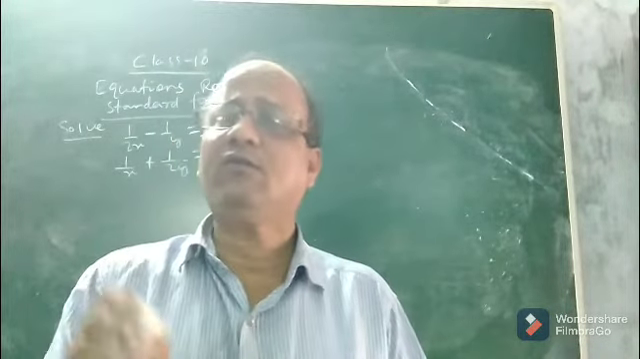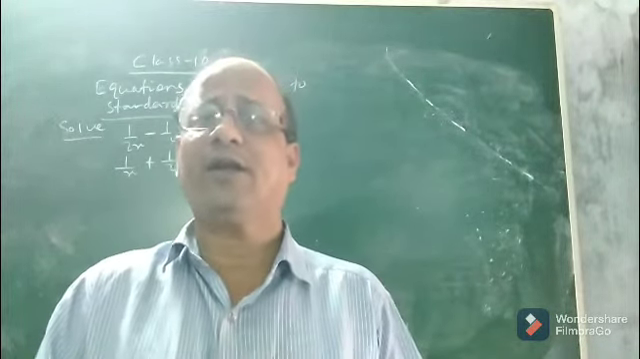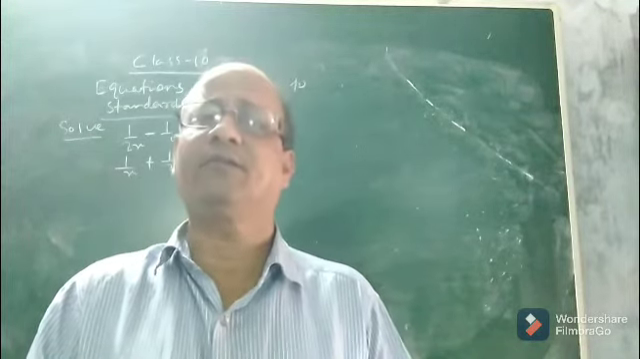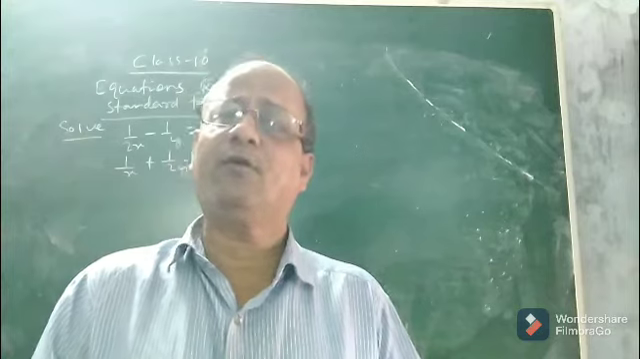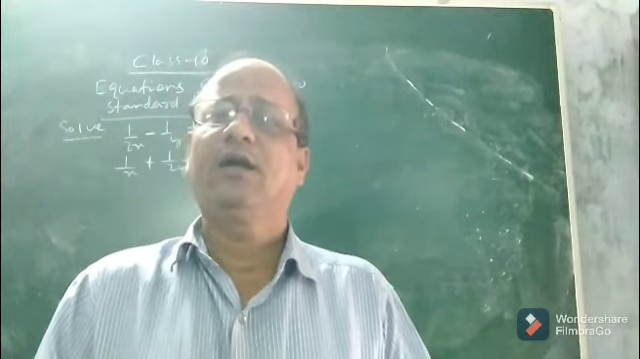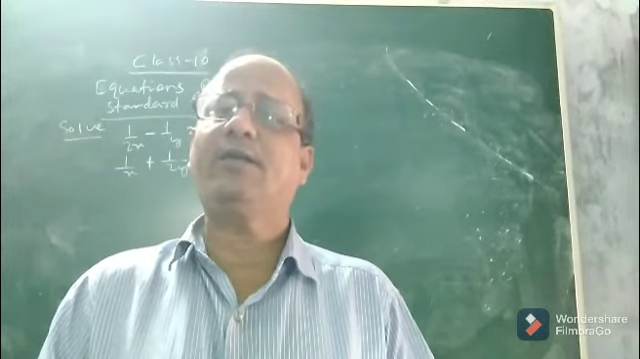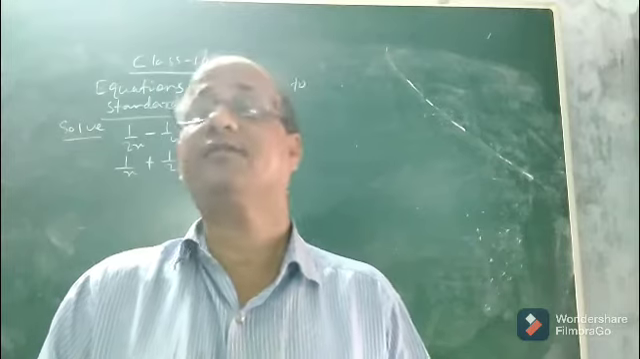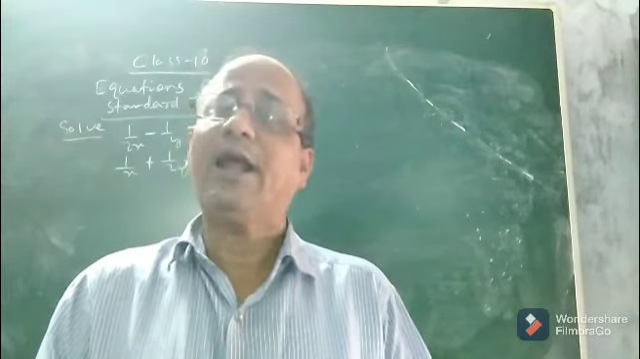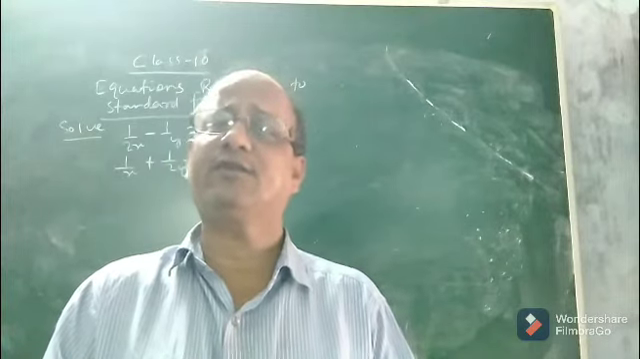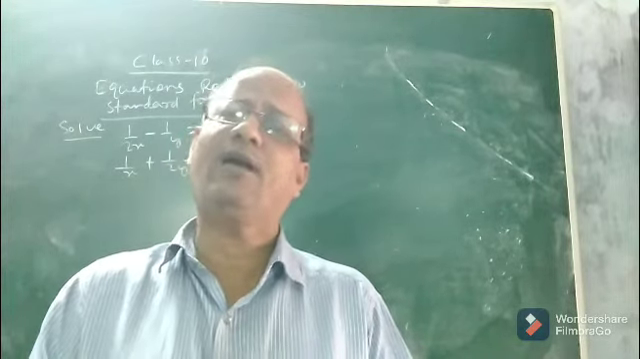Now the question arises, suppose you are given a pair of linear equations which are not in the standard form, meaning they are not in the form of a1x plus b1y plus c1 equal to 0 and a2x plus b2y plus c2 equal to 0. They are not given in this form. So how to solve such type of equations? In that case, children, first we have to reduce these equations into standard form. Let us see how that is done.